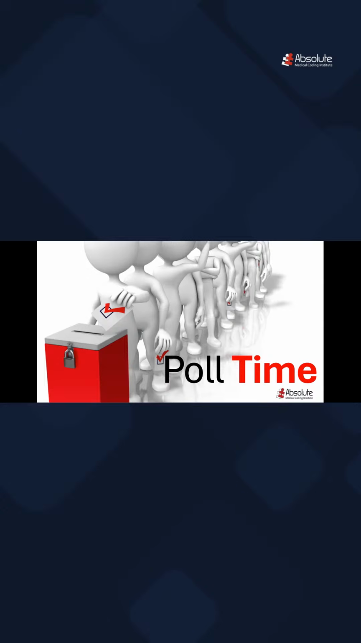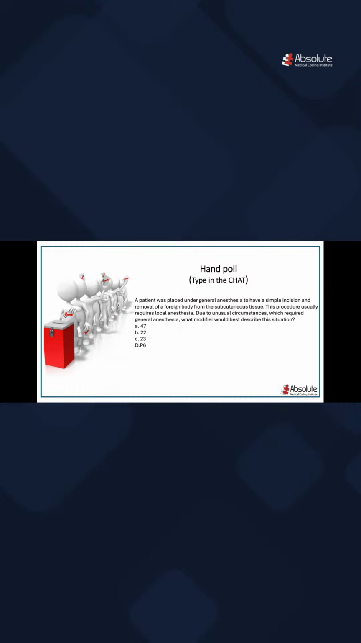Now we will have a quick rapid quiz section. It's poll time. You can place the answers in the chat. It's a rapid-fire session. Coders, go ahead and place your answers in the chat so we'll have it quickly. The question is, what modifier best describes this situation? Option A, 47, option B, 22, option C, 23, option D, P6. A patient was placed under general anesthesia to have a simple incision and removal of foreign body from subcutaneous tissue. The procedure usually requires a local anesthesia, but due to unusual circumstances, general anesthesia was required. What modifier would best describe the situation?